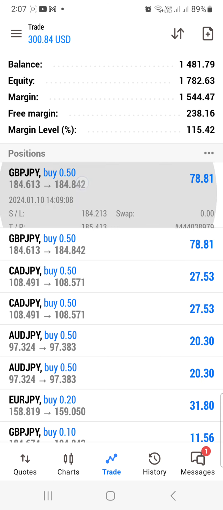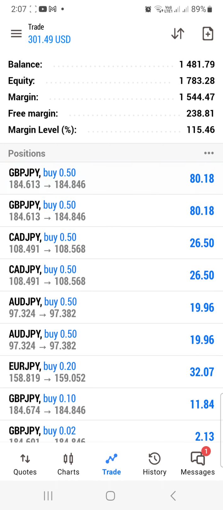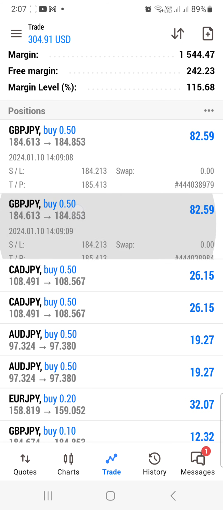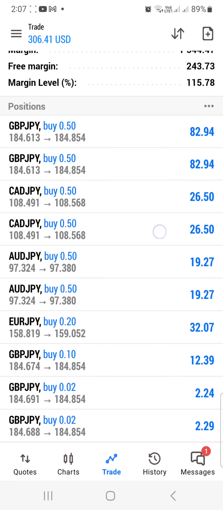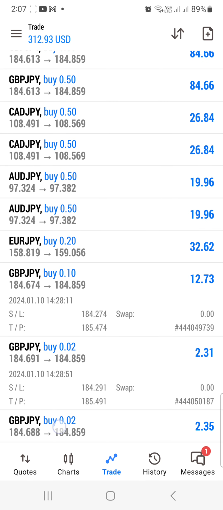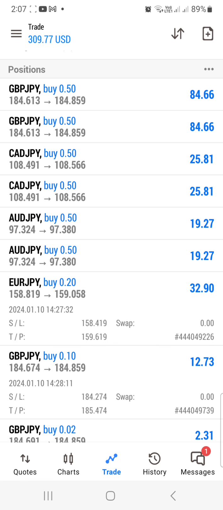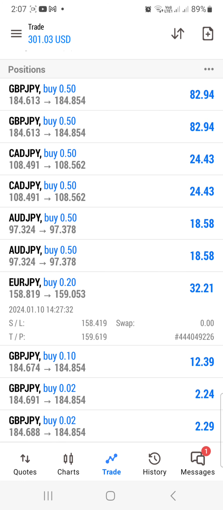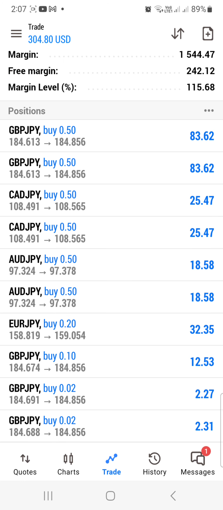I'm trading pounds JPY. I have different trades on pounds JPY. One, two, three, four, five. I think I placed 5 trades on pounds JPY. I see my Euro JPY, just one trade. AUD/JPY, one trade. CAD/JPY, you can jump on this trade. These are my trades.